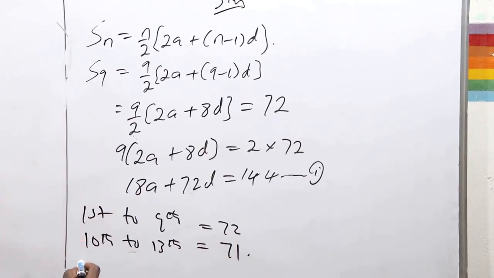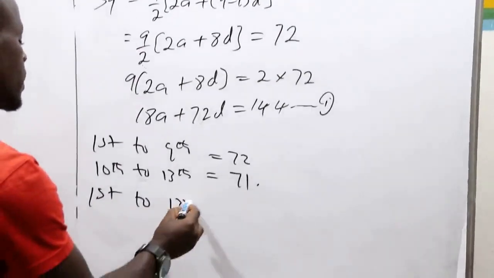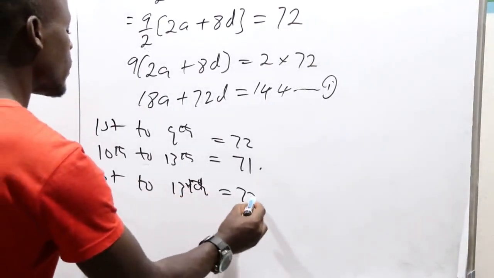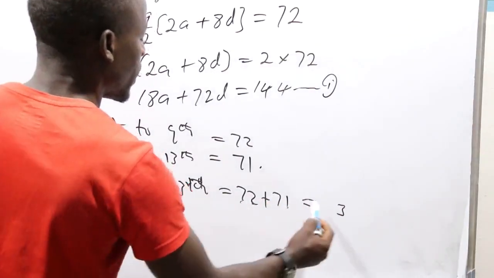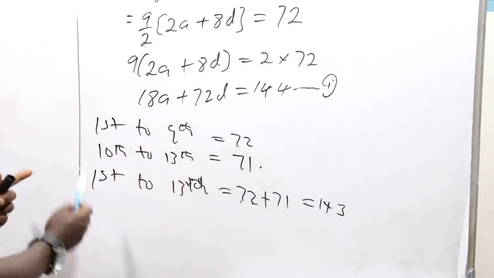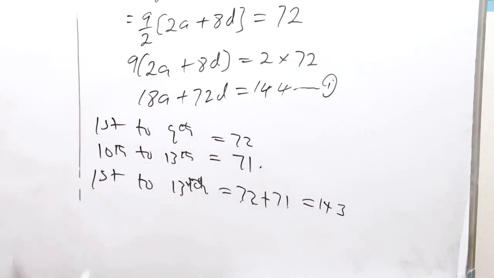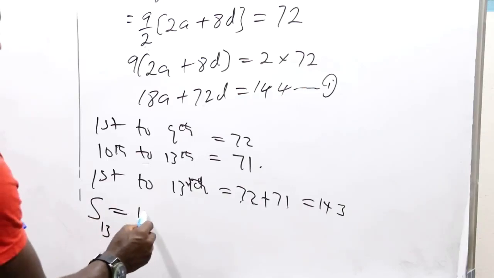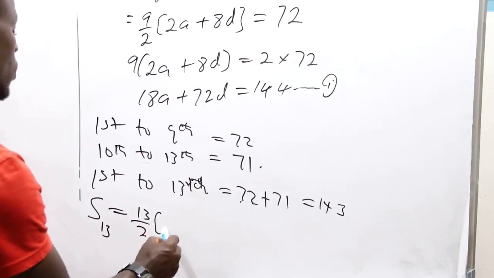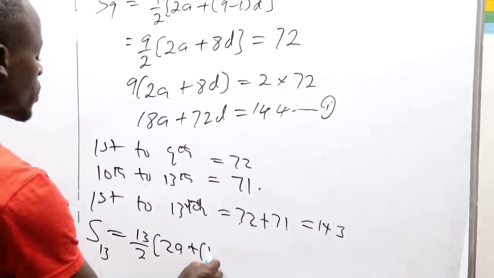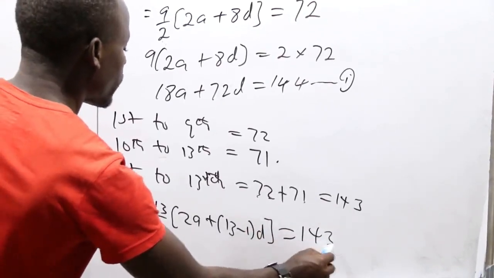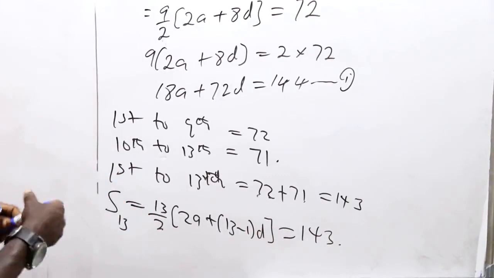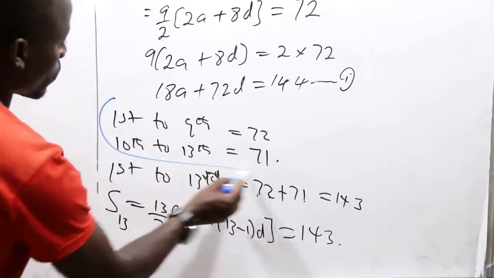By implication, from the first to the 13th term will be 72 plus 71, and that will give us 1 plus this is 3, and then we have 143. So from the first to the 13th term will be 143. So we are going to use S13 as the sum of the first 13 terms, which is going to be 13 over 2 into 2a plus 13 minus 1 d, and that is equal to 143. So you should take note. This one is just an illustration so that we understand what we're doing.